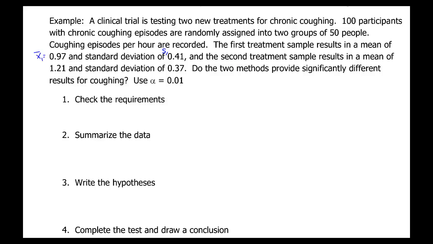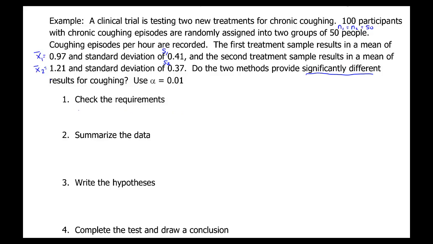And then the second group, we have a mean for the second group of 1.21 and a standard deviation for the second group, which would be S2. It's asking if the two groups are significantly different, and it gives us a value for alpha. So up here, there's 50 people. Both groups have a sample size of 50.